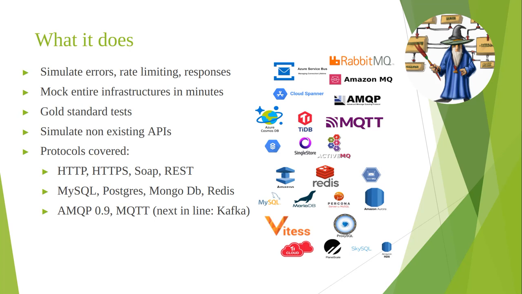You can do gold standard tests, simulate an existing API, and cover several protocols: HTTP, HTTPS, SOAP, REST, everything that goes back through the web. MySQL, Postgres, MongoDB, Redis, AMQP, MQTT, and in the future Kafka.